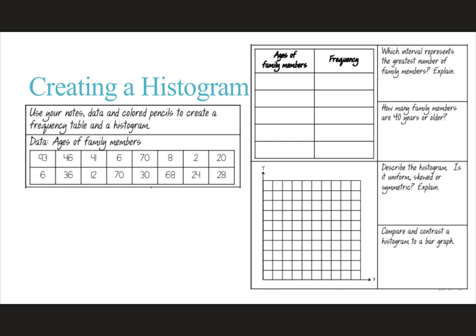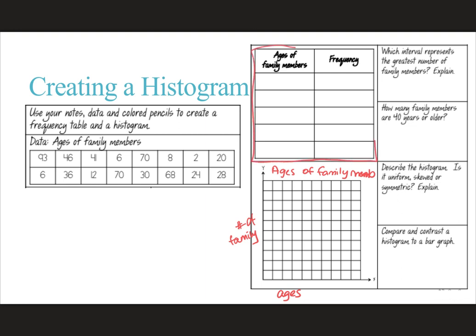So here's an example of a histogram. We're going to make a histogram of the ages of family members. So that's going to be our title. We're going to put the ages at the bottom, and we're going to count the number of family members up the side. And that's typically what you do. You always count up the side. So the next thing we have to do, we're going to make a frequency table, which is what this is.